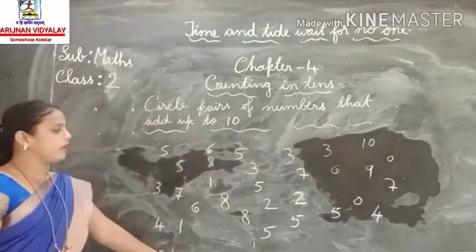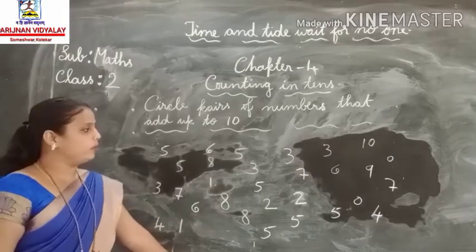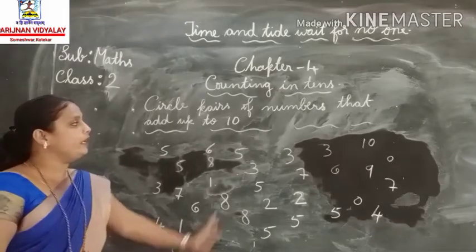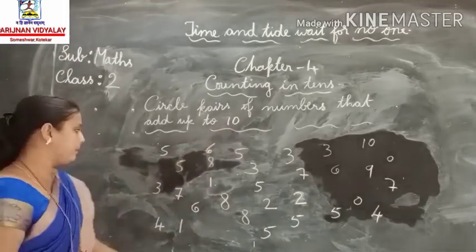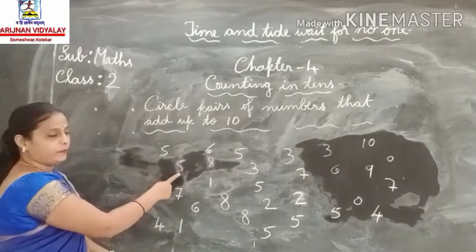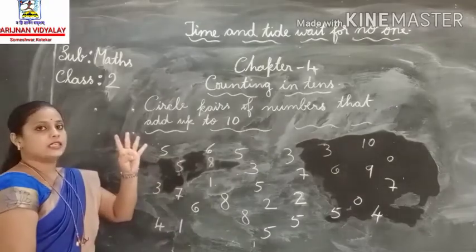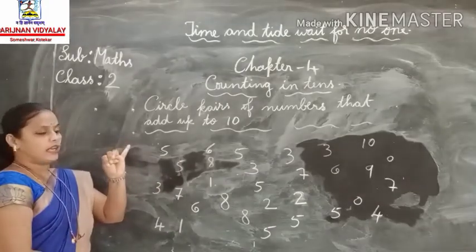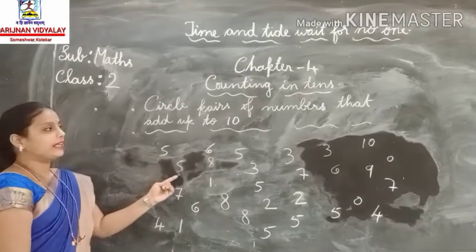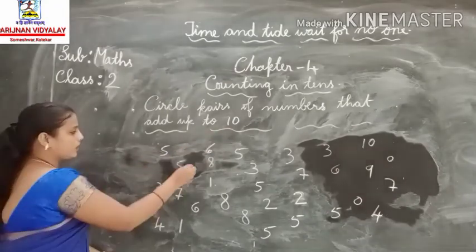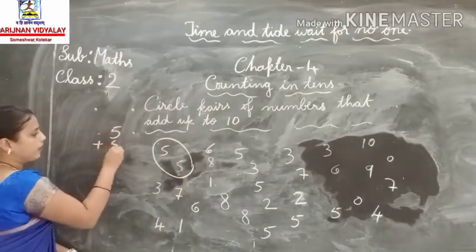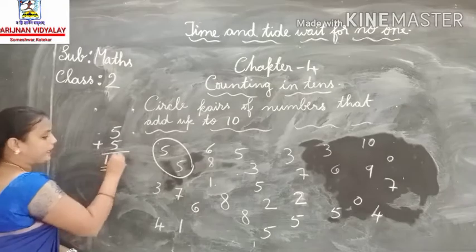So here there are numbers on the blackboard. While adding two numbers, our answer should be 10. Okay, for example, if you are taking 5 plus 5, 6, 7, 8, 9, 10. So when you are taking 5 plus 5, you will get the answer 10. So circle this. Okay. 5 plus 5 is equal to 10.